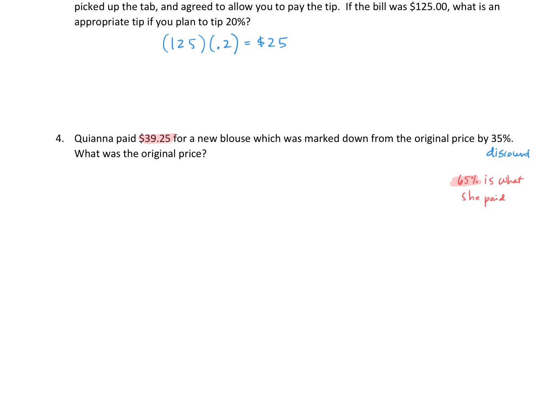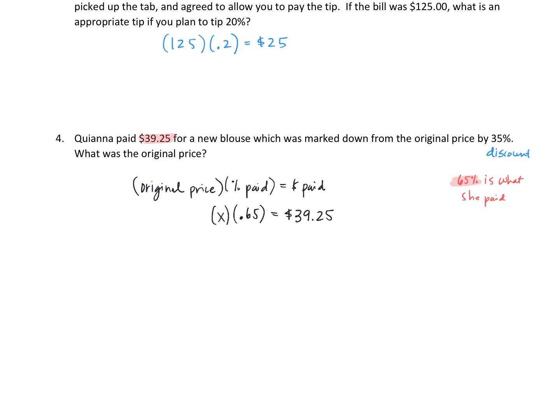So normally you would do the original price times the percent she paid, and that would give you the dollar amount she paid. So in this case, we don't know the original price, but we know the percent paid is 65%. So that would be 0.65. And the original price, I'm just going to call it X, is equal to the dollar amount she paid, $39.25.